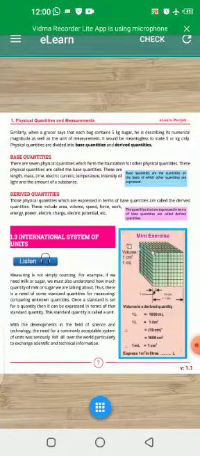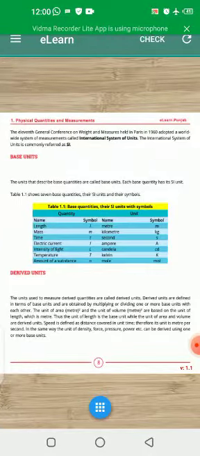So with the development in the field of science and technology, the need of a commonly acceptable system of units was seriously felt. So there is a system which is called International System of Units. In this system, all the base quantities have fixed base units.